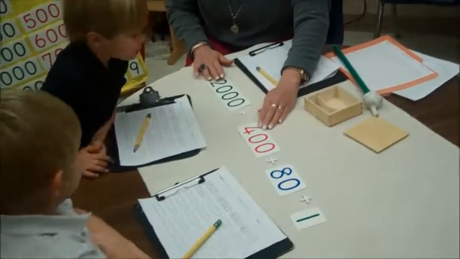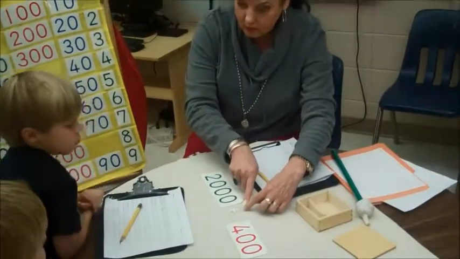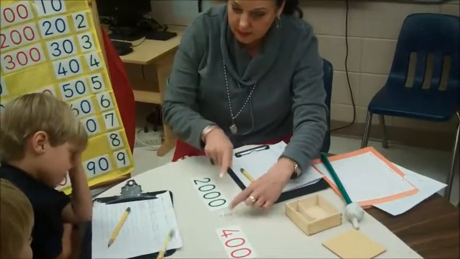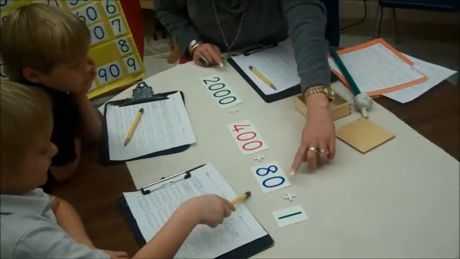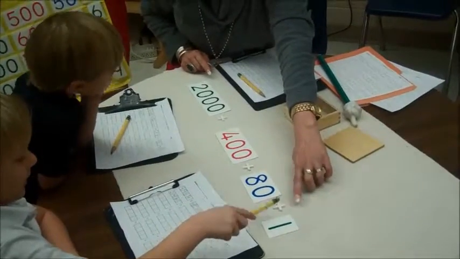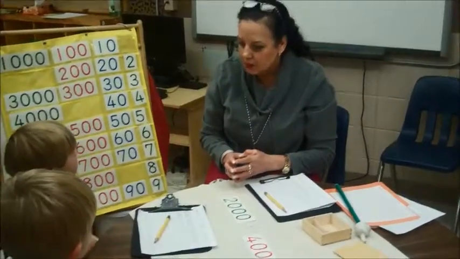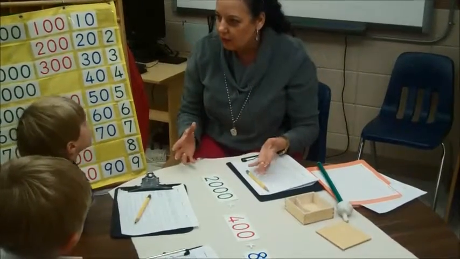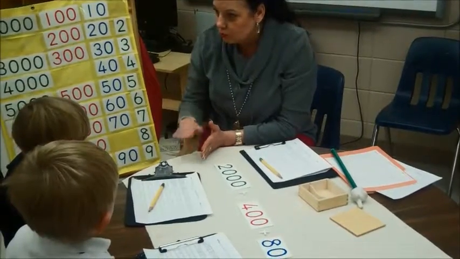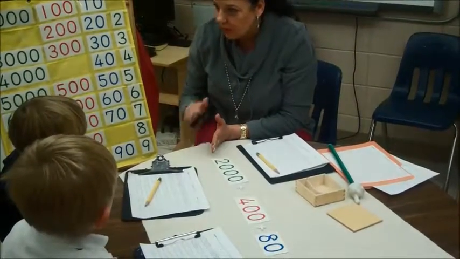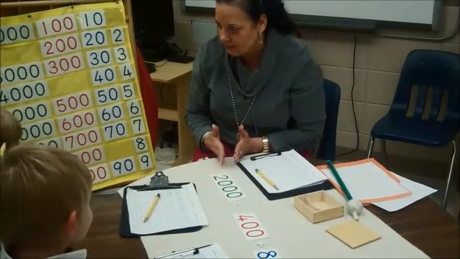All right. So let's read this. 2,400. Wait, let's read it. 2,000 plus 400 plus 80 plus 1. And you know what? If you got a lot of money for Christmas, and let's say you had to add it all together, you could put your money, if you had a $1 bill, you could put all those in a stack, your $10 bills in a stack, your $100 bills in a stack, and your $1,000 bills in a stack.